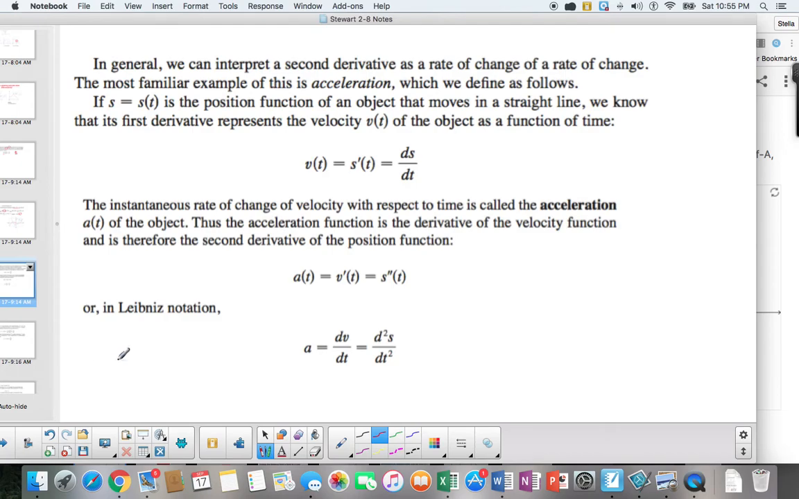All right. Now that we're talking about higher order derivatives, remember the position function. The first derivative is velocity. And if we take the derivative of velocity, which is the second derivative of position, it's called acceleration. And this is how we can show it.